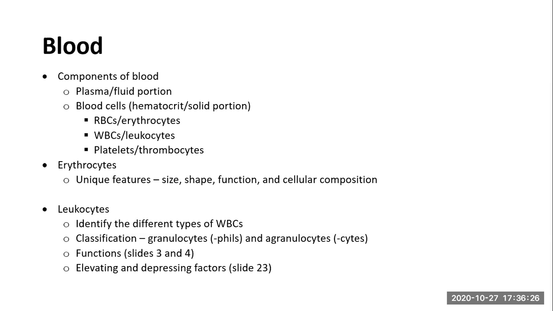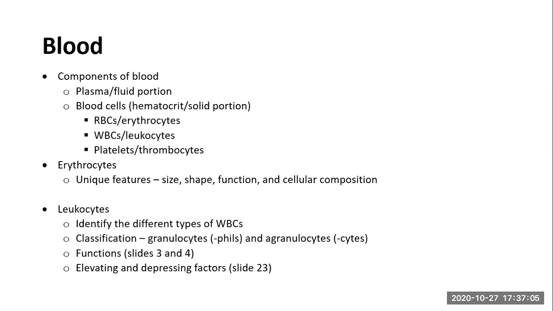So for these PowerPoint slides, the things I want you to know are first, the components of blood. Blood has two components, the fluid portion and the solid portion. The fluid portion of blood is called plasma. And for the lab, we are more concerned about the solid portion because we can actually see it under the microscope. The solid portion of the blood is called hematocrit.